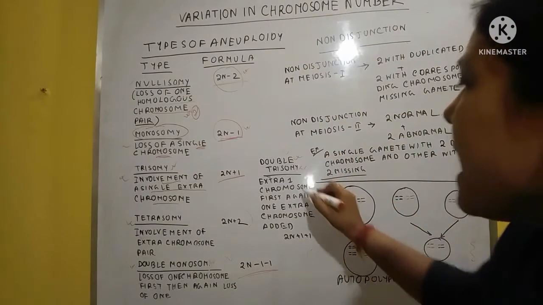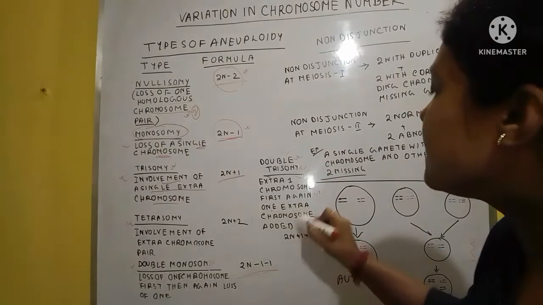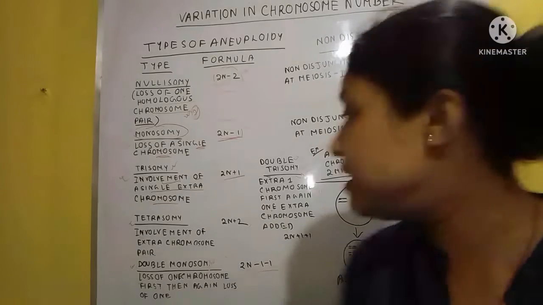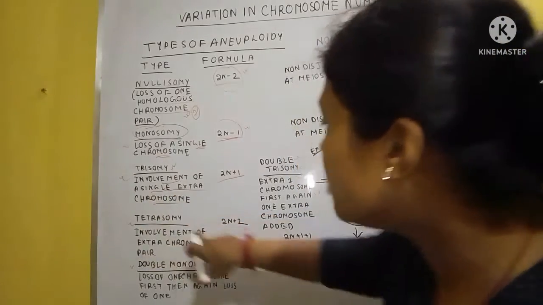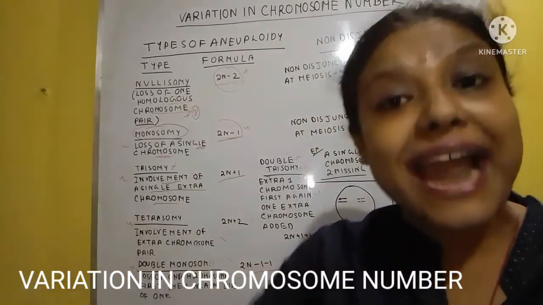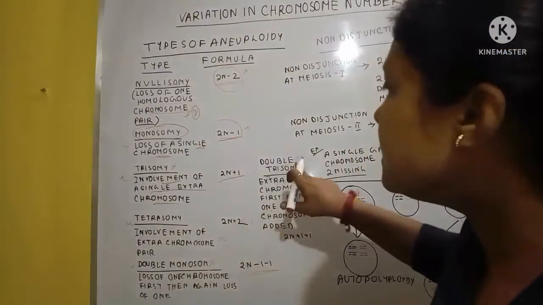What happened there? An extra chromosome is added first, and again one extra chromosome is added. Not addition of two chromosomes simultaneously, like involvement of a single one. The pair is not added simultaneously. You follow this? What is the trisomy and what is the double trisomy?